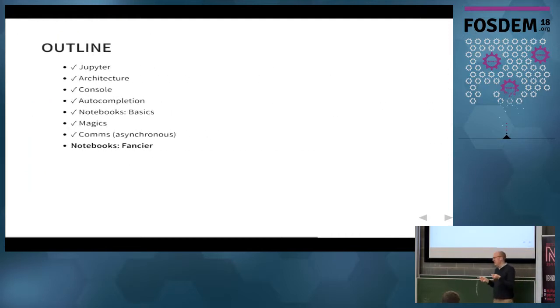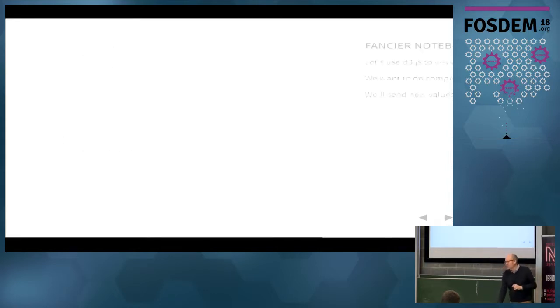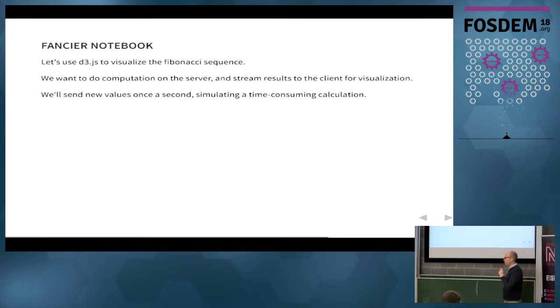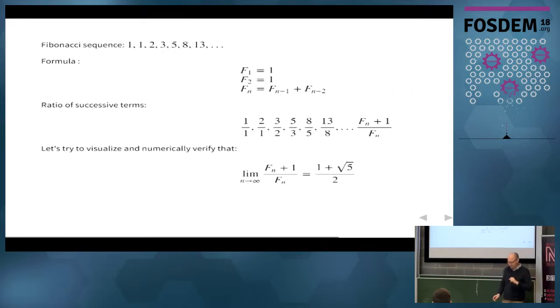Okay, so now I'm going to finish with a slightly fancier notebook to illustrate the kind of thing you can do with a visualization and with messages coming from the server to the client. We're going to use the D3 visualization library to visualize the Fibonacci sequence. Every second, we're going to send a new number in the sequence, and we're going to send some other stuff too.